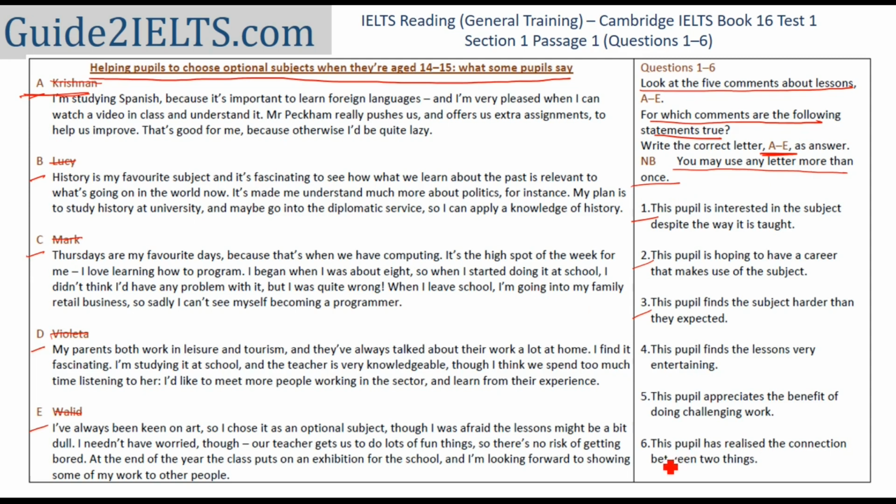In this case, it's kind of obvious because you have 6 statements and 5 comments to choose from. But this instruction is usually there even when you have 6 comments and 6 statements, which means there is a probability of one letter being used more than once and another one not being used at all. Now we start reading the questions.